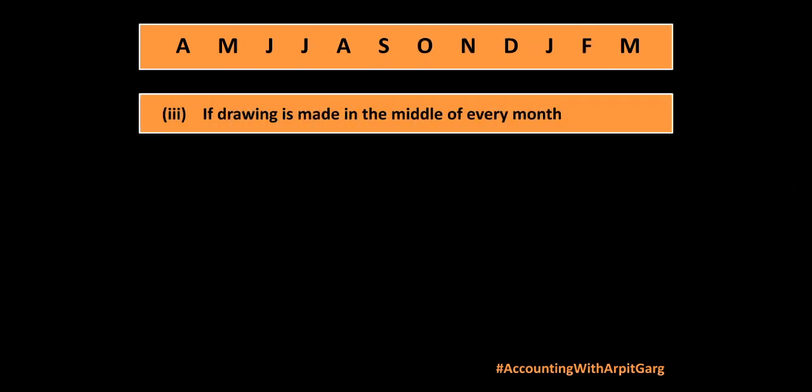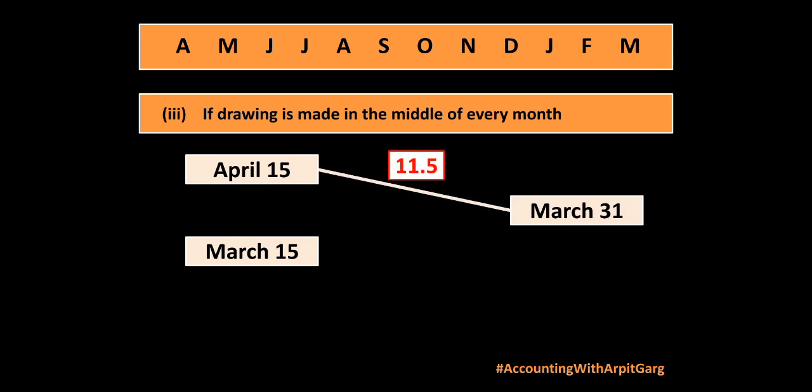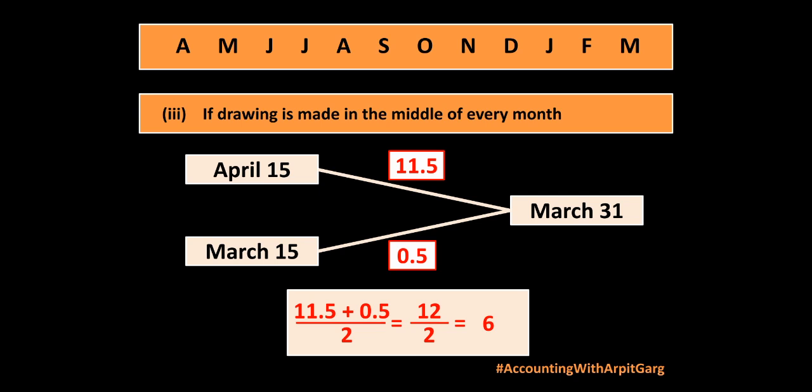Next, if drawings are made in the middle of every month, let's look. The first drawing will be in the middle of the first month, April 15. Last drawing, March 15. Last date, March 31st. Then 11.5, 0.5, it is the time between those. Then 11.5 plus 0.5 divided by 2. It comes to 12 upon 2. That is 6 months.